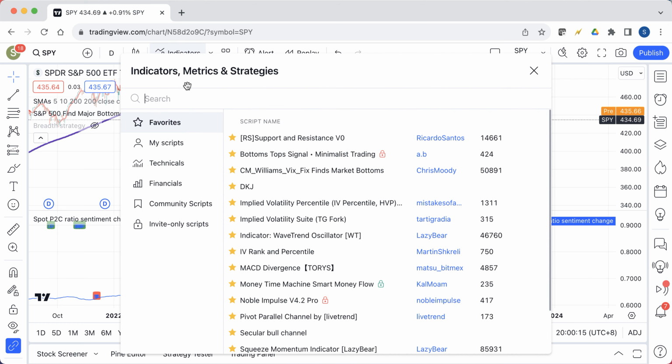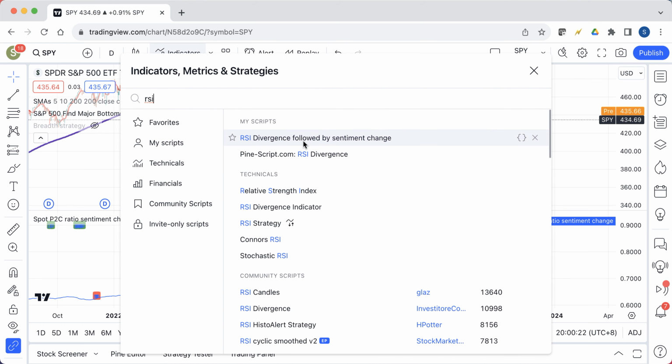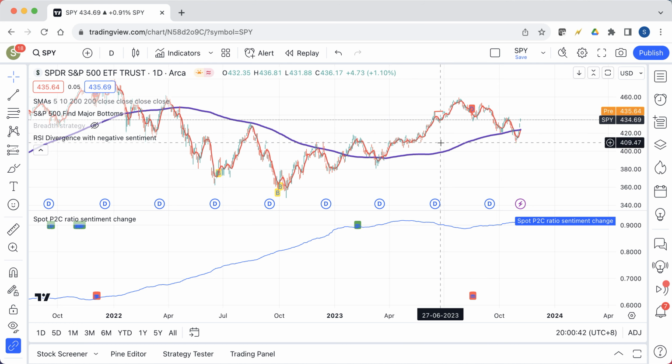We are going to use it with another indicator called the RSI divergence. And so we are looking for the RSI divergence followed by sentiment change to the negative. Once you turn that on, it will detect a pattern where a red line means there's an RSI divergence, meaning the SPY is printing a higher high while the SPY RSI is printing a lower high. We are not displaying the RSI here, but that is what that line represents.